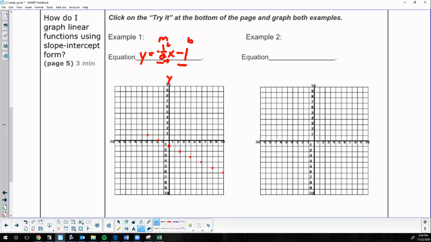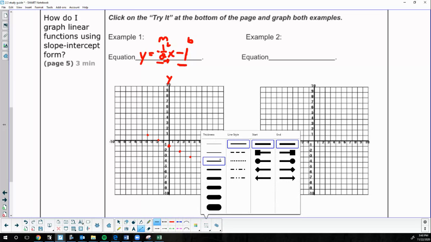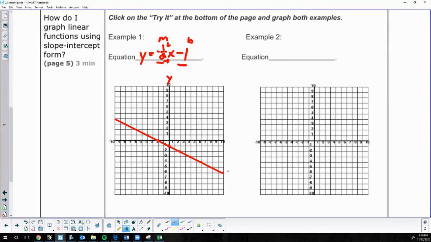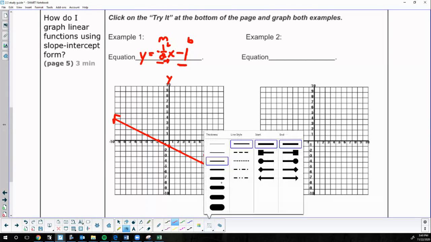And then once you feel like you have enough points, you can connect them into a line. When you're done with that, technically this line keeps going, so don't forget your arrows, and don't forget to label. You label it with however it's given to you.